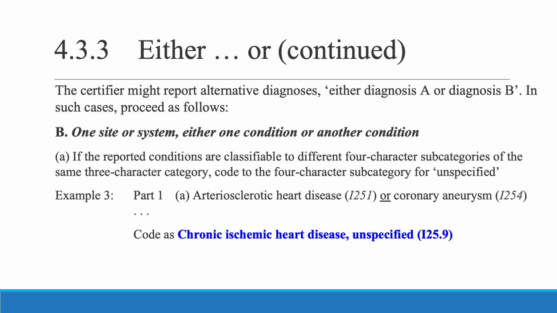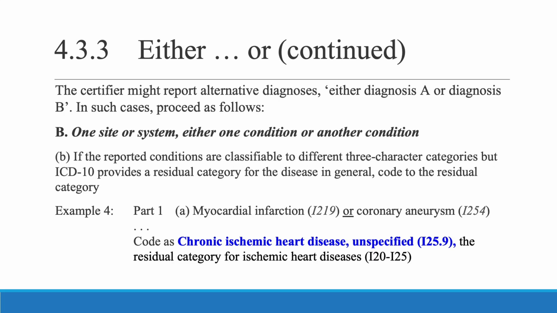Looking at example 3, which I'll remind you is also in volume 2, part 1, line A, arteriosclerotic heart disease or coronary aneurysm. Arteriosclerotic heart disease is provisionally coded to I25.1, coronary aneurysm provisionally coded to I25.4. These two conditions are classifiable to different 4-character subcategories in the same 3-character category, I25. Therefore, following the instruction, we'll code to the 4-character subcategory for unspecified, chronic ischemic heart disease unspecified, I25.9.